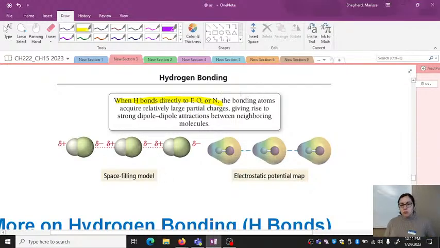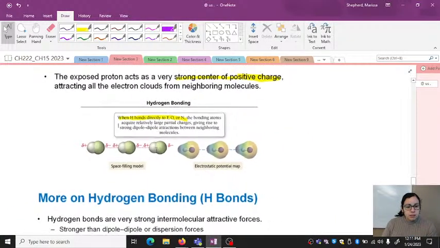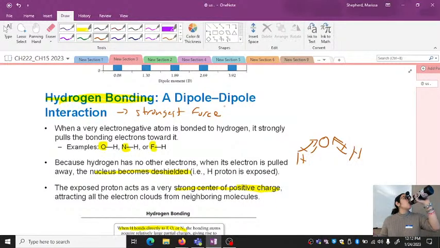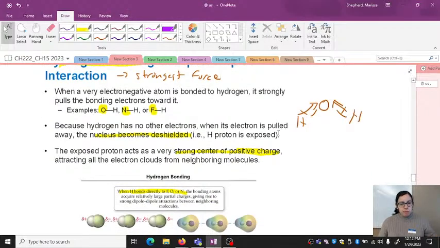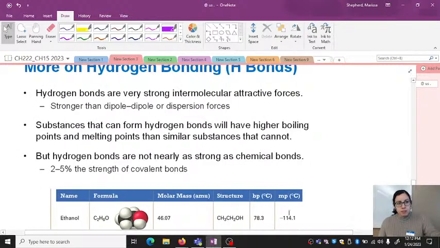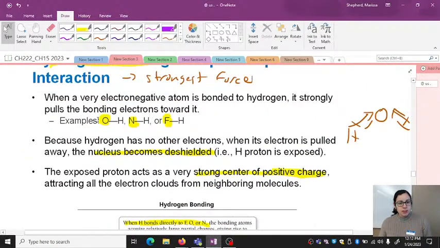And so this is even stronger than just your regular dipole-dipole. So this is basically our strongest force, at least of the three. Fluorine, oxygen, and nitrogen. I'll let everyone copy that again.